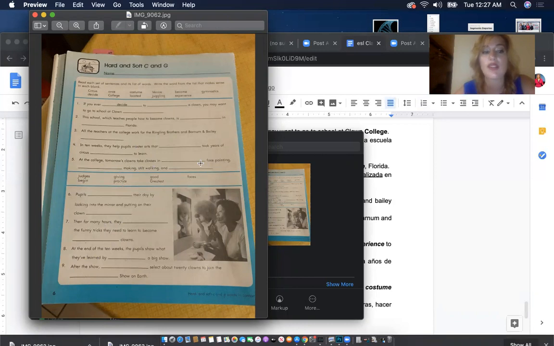The rest of the sentences also have to do with clowns, but they're going to be using the words in the second group that you see here, like judges, begin, giving, practice, good, greatest, faces. En la segunda parte también van a estar hablando sobre payasos, pero nada más van a estar usando las palabras que están aquí en esta segunda sección.